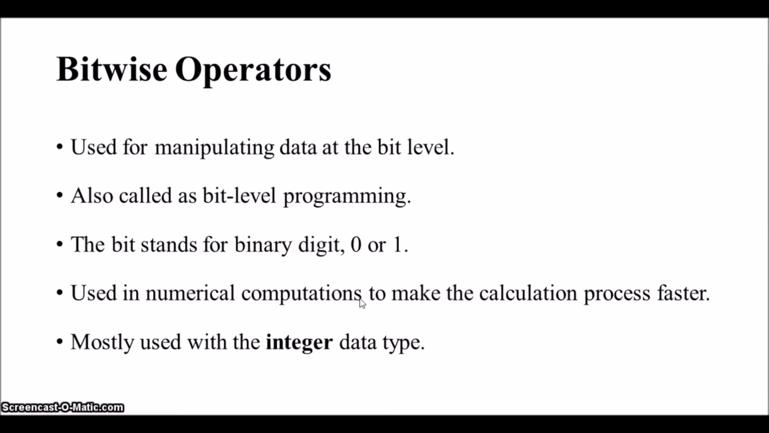In the arithmetic and logic unit, that is ALU, within the CPU, mathematical operations like addition, subtraction, multiplication, division are done at bit level. Decimal values will be converted to binary values, which are the sequence of bits, zeros and ones, and the bitwise operators work on this sequence of bits. It is mostly used with integer data types. This was just a basic introduction to bitwise operators.